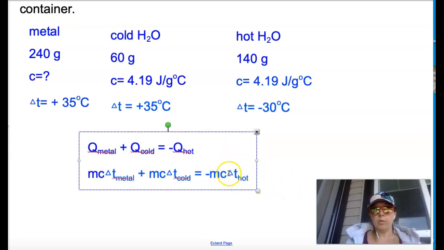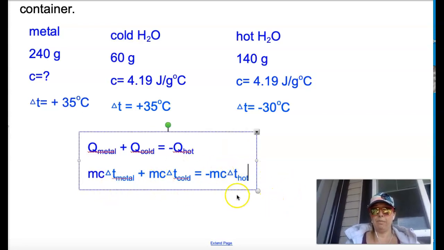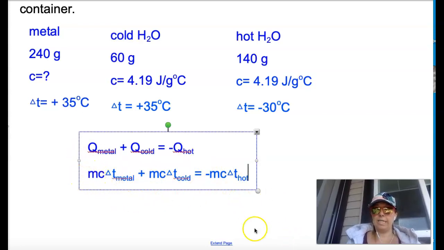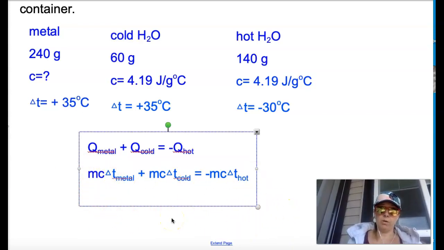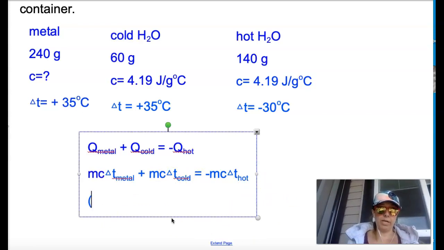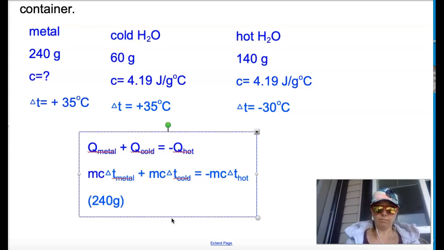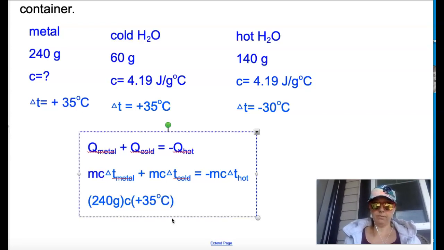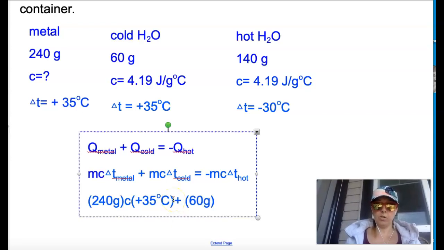So last question, I was able to get rid of the C because they were the same. But in this case, the metal doesn't have the same specific heat capacity, so C has to stay. I don't get to get rid of them, okay? So now we're going to plug some numbers in. So for the metal, we're going to have 240 grams. It's going to be times C because that's what we're trying to solve for. Then times positive 35 degrees C. Then plus the MC delta T of the cold water, so 60 grams times 4.19 joules per gram degrees C.